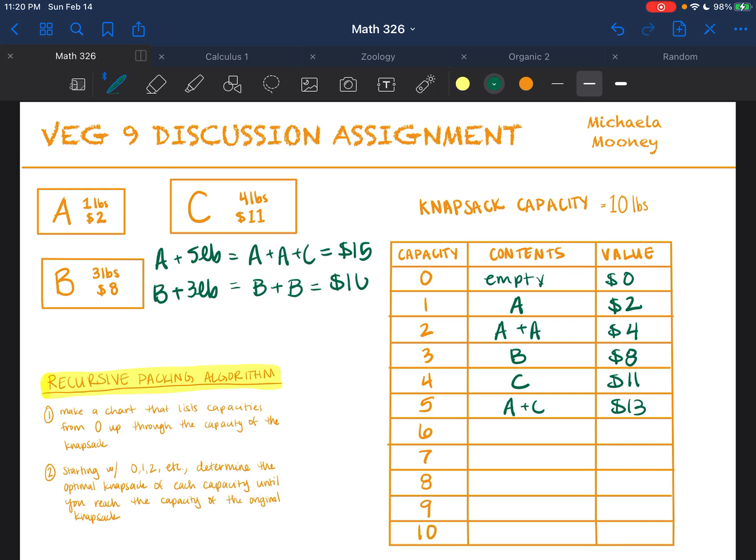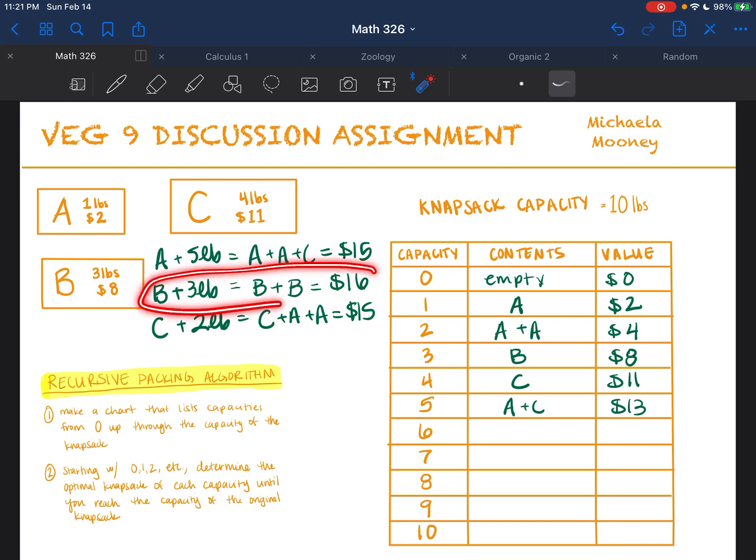and that equals $16. And then C at 4 pounds means we have 2 pounds left over on our 6-pound sack. And the optimal capacity for 2 pounds is A plus A at $4. So we do our original C plus A, and that equals A plus A is $4 plus $11 is $15. We're looking for the highest value, and that is B plus B at $16.